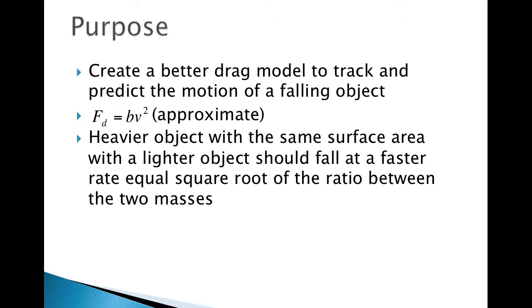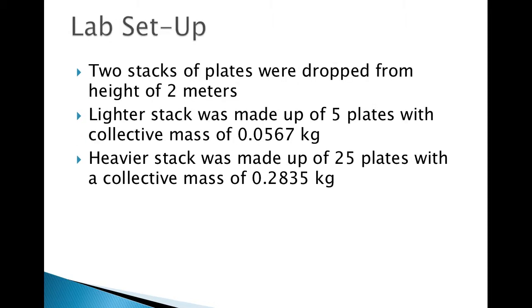So a heavier object with the same surface area as a lighter object should fall at a faster rate equal to the square root of the ratio between the two masses. Two stacks of plates were dropped from a height of 2 meters in this lab. The lighter stack was made up of 5 plates with a collective mass of 0.0567 kilograms, and the heavier stack was made up of 25 plates with a collective mass of 0.2835 kilograms, which is 5 times heavier than the lighter stack.